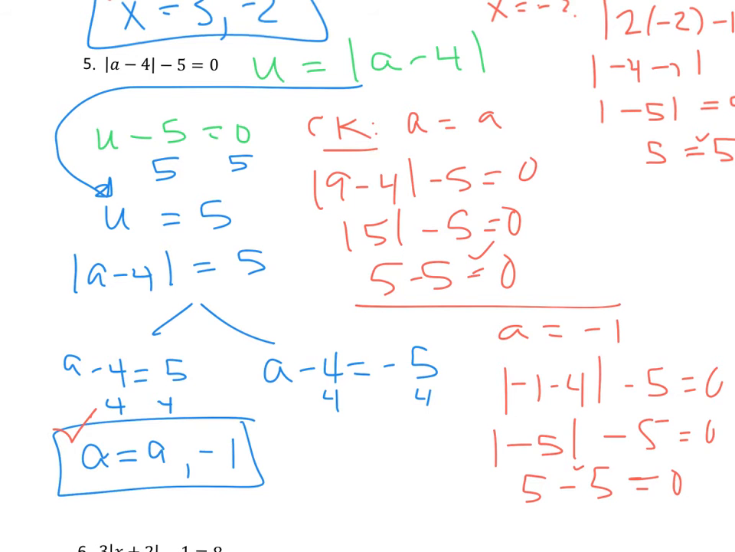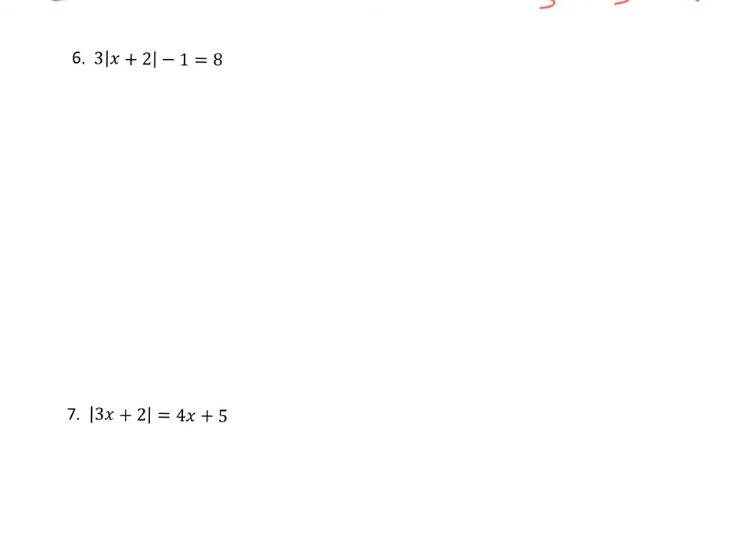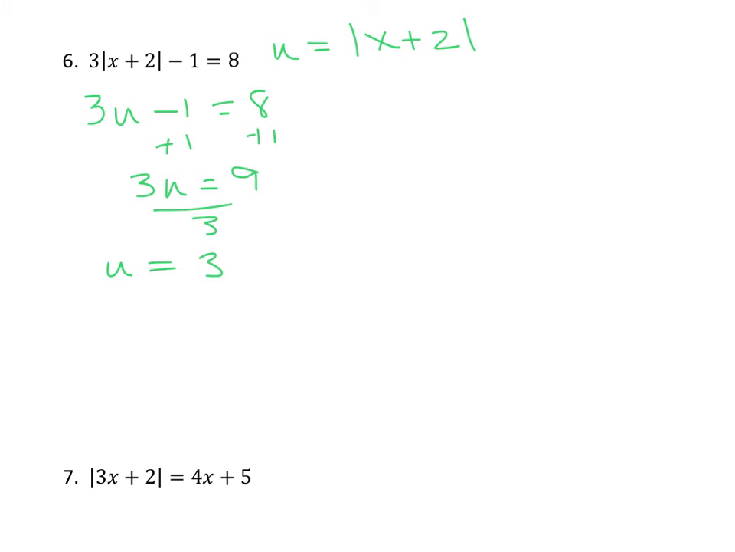Okay, let's keep going. So we're going to go down to 6, and now we're just going to get into more complicated equations. The first thing we need to do is there's a whole bunch of stuff around my absolute value bars. So we're going to set u to the absolute value of x plus 2. We're going to substitute the u in for that, and now we're going to solve. So when we solve, we're going to add 1. So I get 3u equals 9. We're going to divide by 3, so I get u is 3.